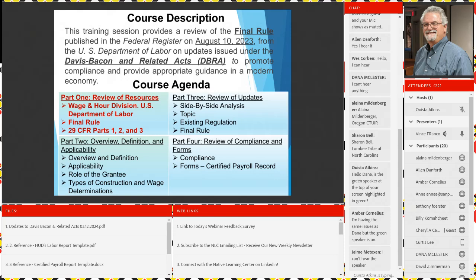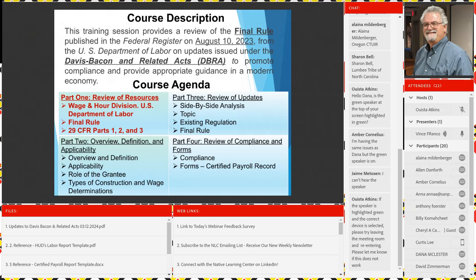If you're not familiar, the Federal Register is kind of the government's go-to document, either online or hard copy version, of the most recent regulations. Not just Davis-Bacon, but all of them. On August 10th, 2023, not too long ago, the Department of Labor Wage and Hour Division came out with the revised version of what is called the Davis-Bacon and Related Acts, or DBRA is the acronym.